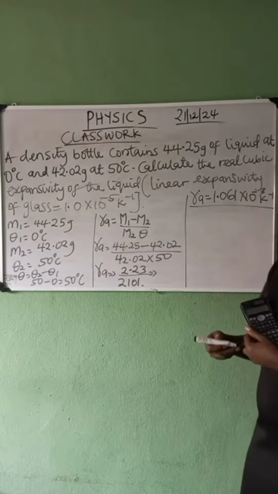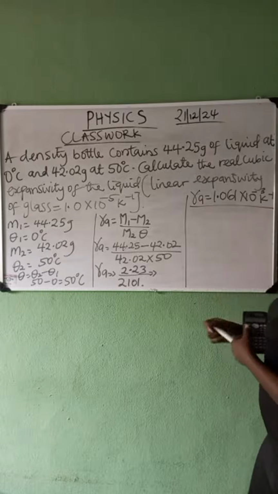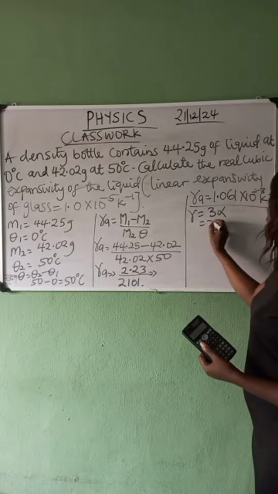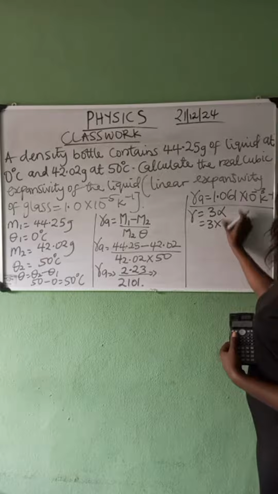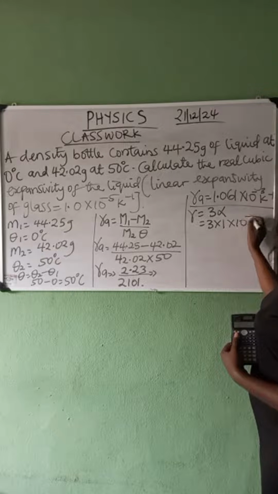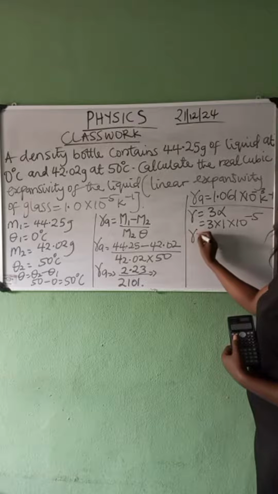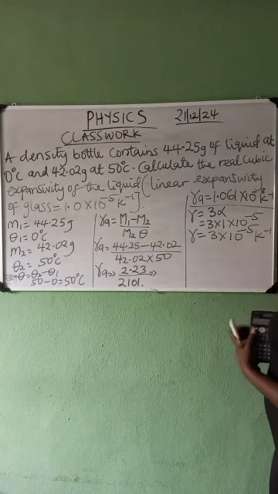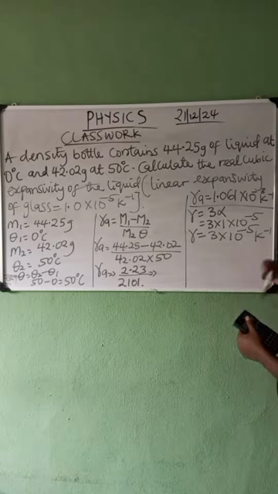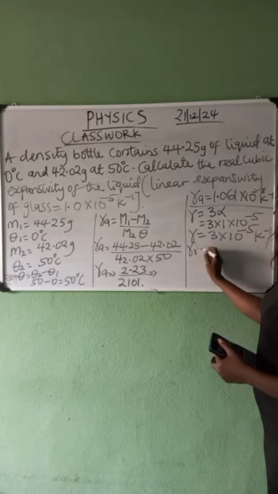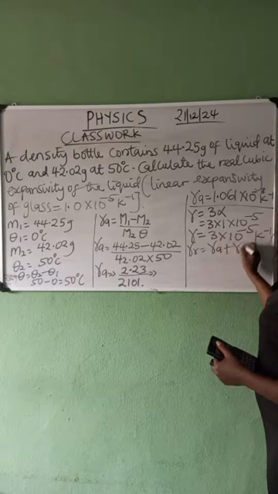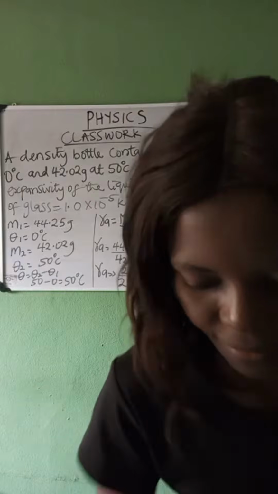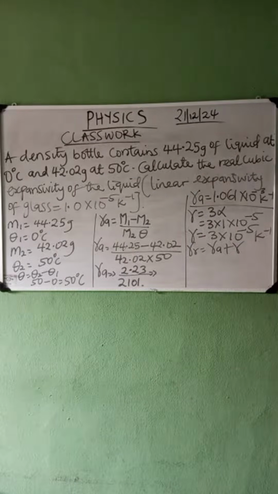So the next thing to do is to find my gamma. And my gamma is equal to 3 alpha. That is 3 multiplied by 1 times 10 to the power of minus 5. So it's going to give me 3 times 10 to the power minus 5 per Kelvin. Okay? So if you add it together, gamma R is equal to gamma A plus gamma. Is that clear? Okay, let me top up my ink. Sorry for that. I hope you are following me.